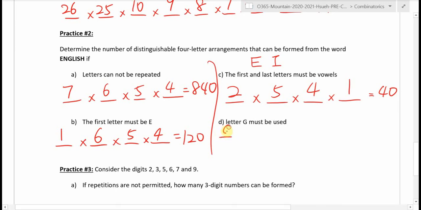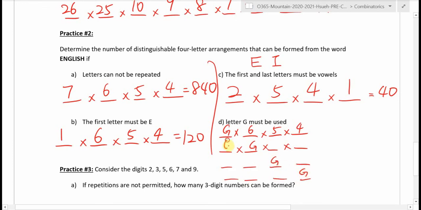Let's say the first one is a G. So that means I have 1 choice for the first letter, and then we'll have 6, 5, and 4. But again, we are assuming the first one is G. It could be the second one, or it could be the third one, or it could be the fourth one. And you can see it's going to be 6 times 5 times 4 for the other 3 options as well.